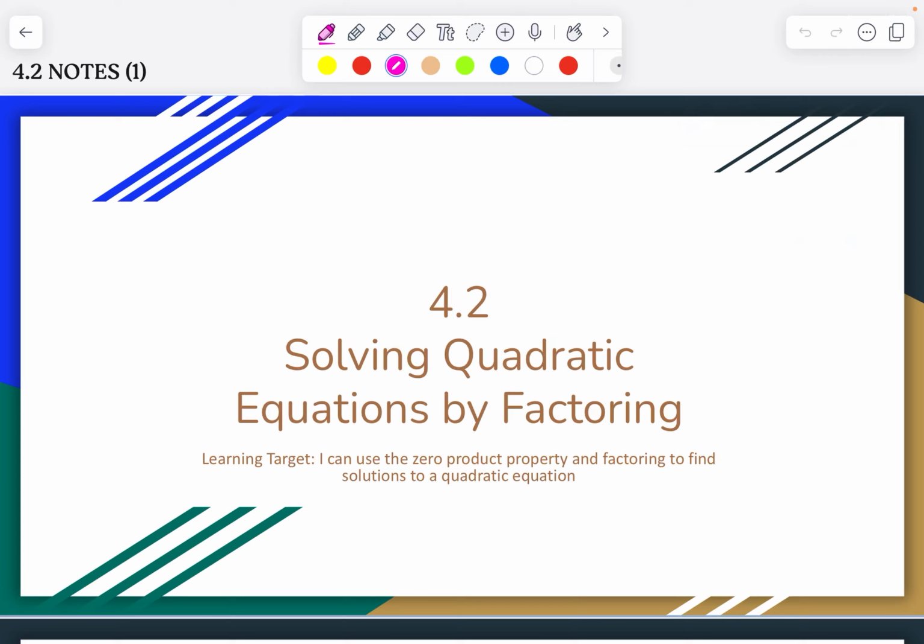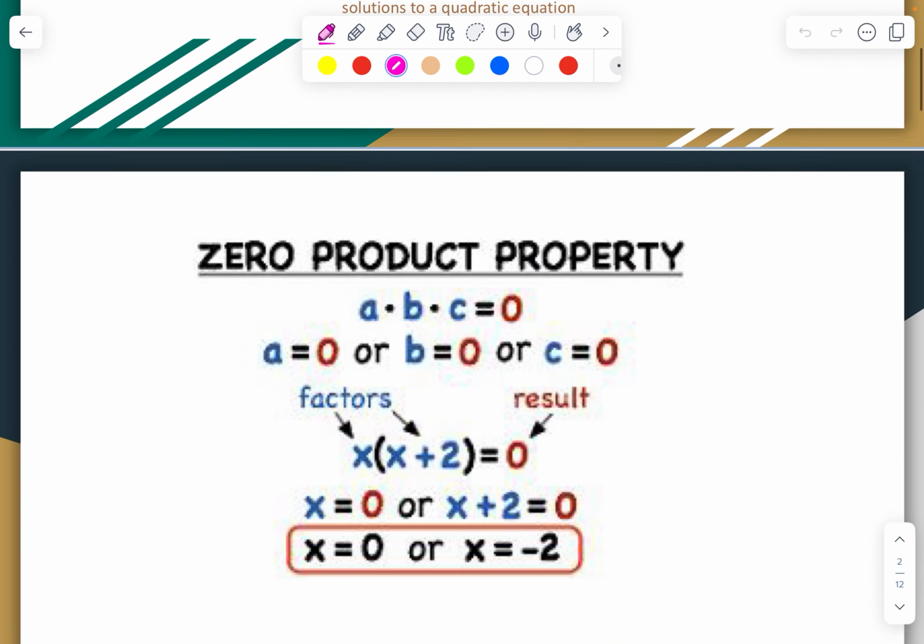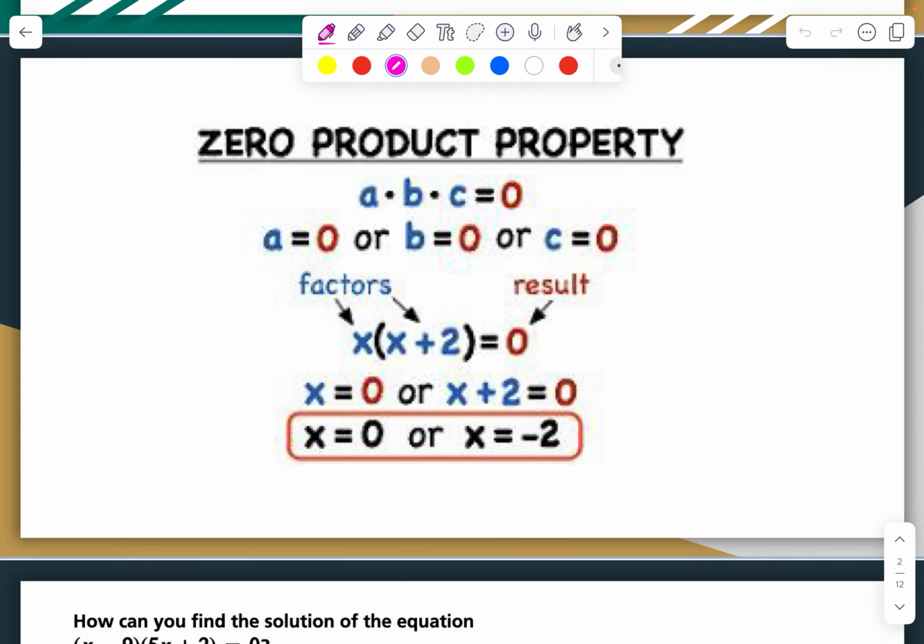Hi friends, today we're going to talk about solving quadratic equations by factoring. So we have to go back to factoring, remember how to do that. First thing we're going to talk about here is the zero product property.